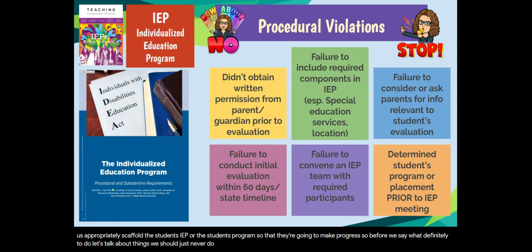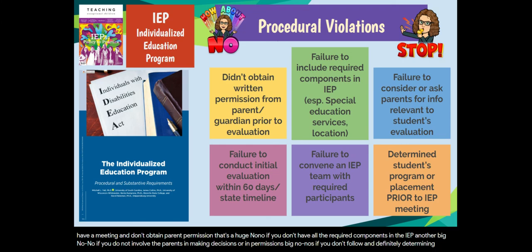These are things that people have done in the past that are just big no-nos. If you have a meeting and don't obtain parent permission, that's a huge no-no. If you don't have all the required components in the IEP, another big no-no. If you do not involve the parents in making decisions or in permissions, big no-nos. If you don't follow the timeline, another no-no. And definitely determining the student's placement before the IEP is developed.